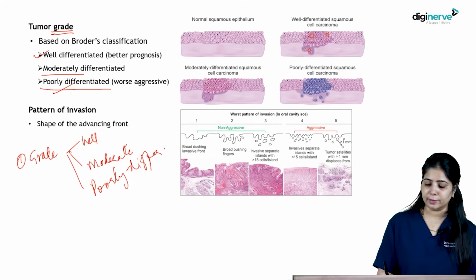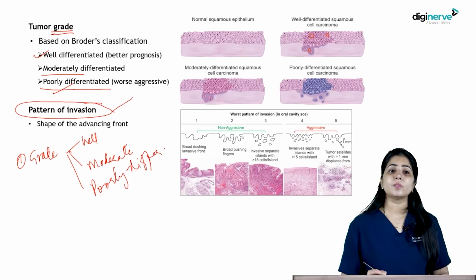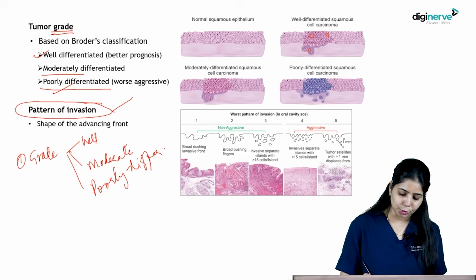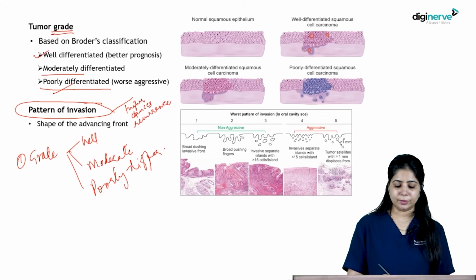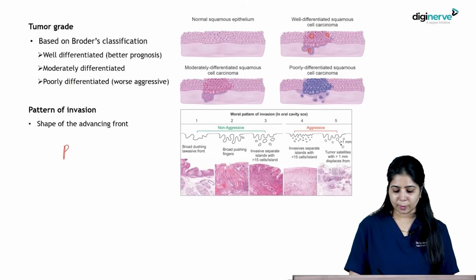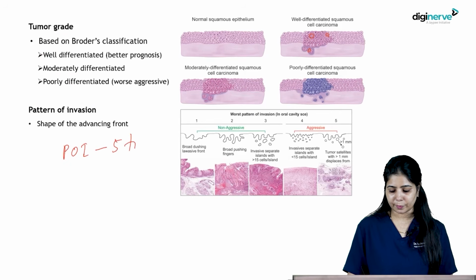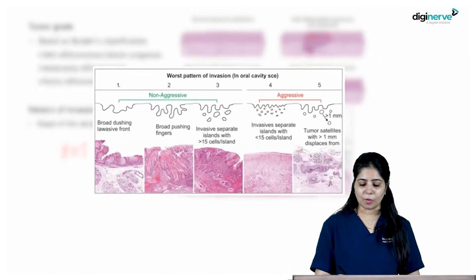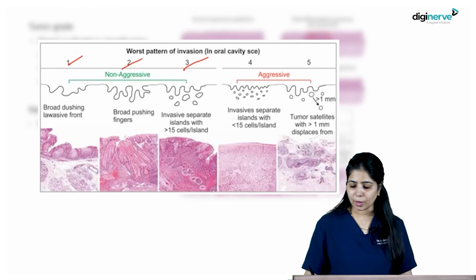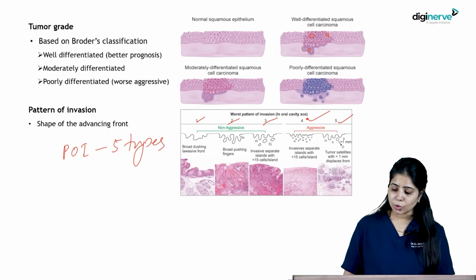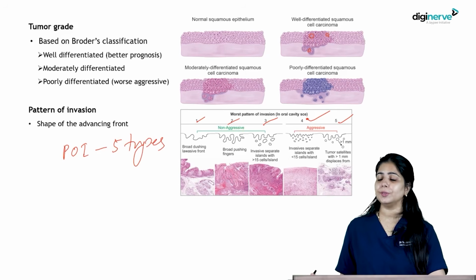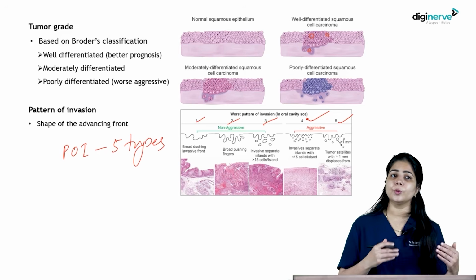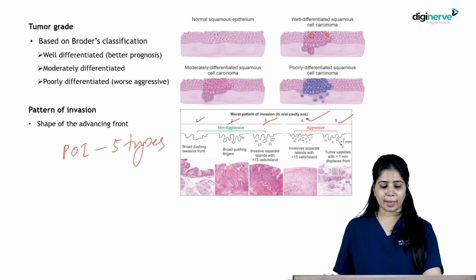Okay. Then pattern of invasion. This pattern of invasion gives us an idea whether this tumor has higher chances of recurrence. Okay. So pattern of invasion you have 5 types. When you have 1, 2, 3, it is less aggressive. When you have 4 and 5, the tumor is more aggressive. So this becomes one important point in counseling the patient. If the patient has a pattern of invasion 4 or 5, then you can safely tell that this tumor is more aggressive and hence the chances of it coming back are more.